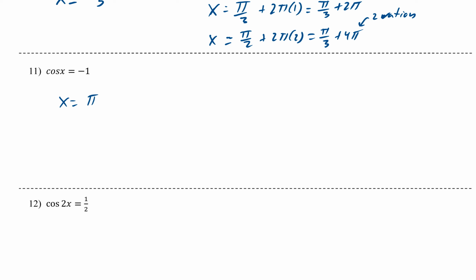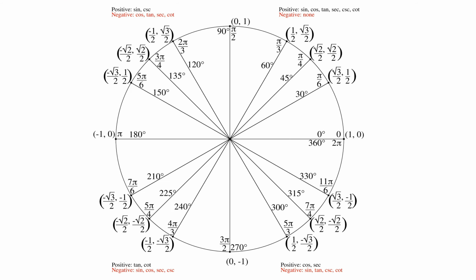And so that's what we would normally write. But now we write plus, and then we put 2 pi k, because we know, looking at our unit circle, it's going to be negative 1. And then 2 pi away, it hits it again. And 2 pi away, it hits it again.